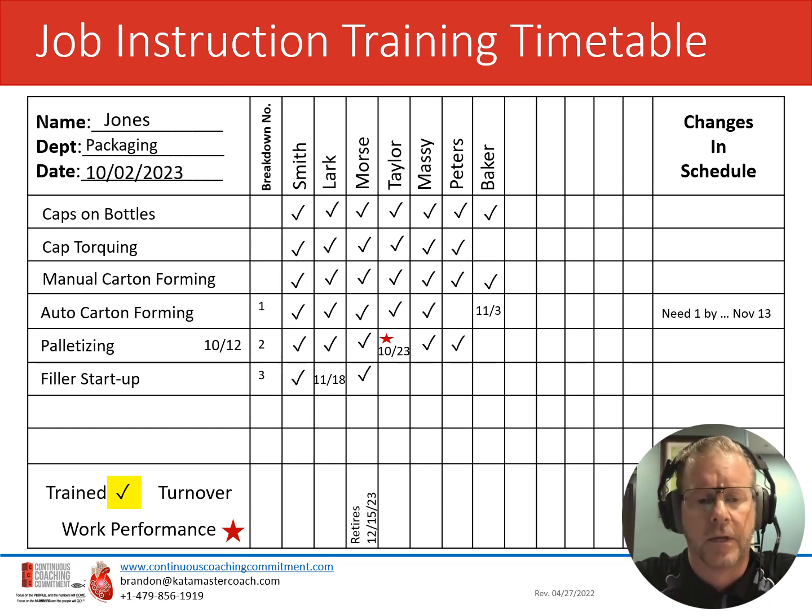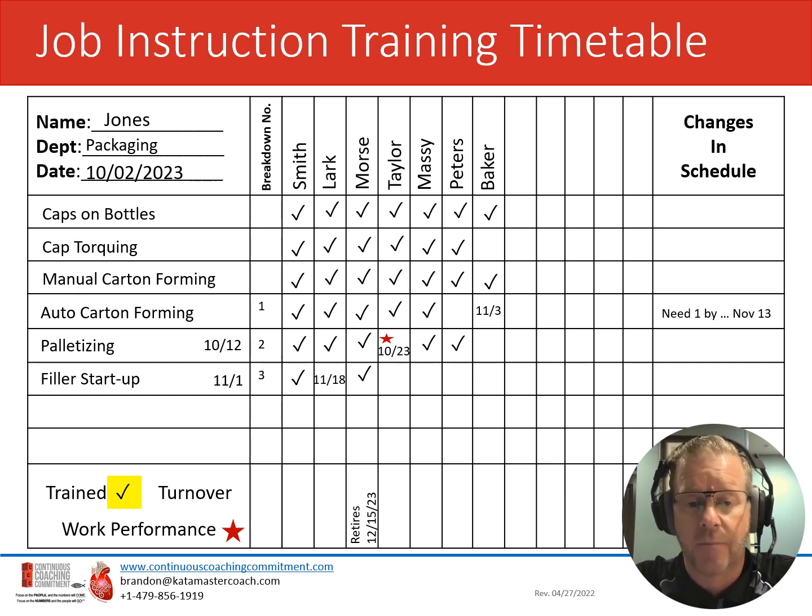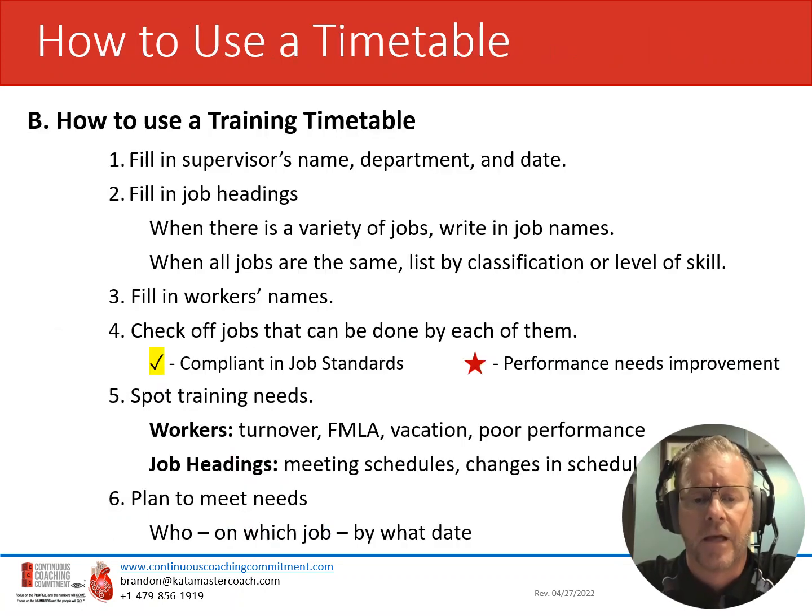Next was the job breakdown number 3 for the filler startup. And since that due date to have Lark trained by November the 18th, she decided to set a due date on herself for November the 1st. So she wrote that date by the filler startup as the due date to have the job breakdown completed, and she would have plenty of time to test it out, make sure it works for Lark's training on November the 18th. The job training timetable is pretty much done.